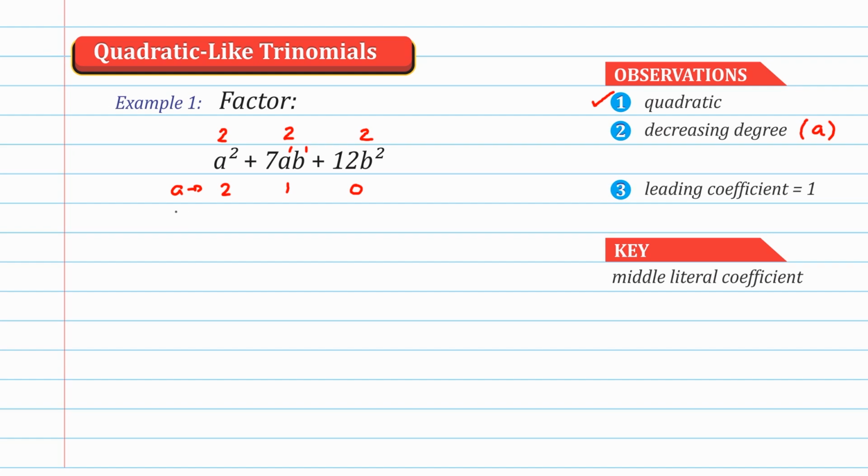Now, let's look at the second variable, since we have two variables. Here, there's no b. So, the degree is equal to 0. Next, here, b to the 1, therefore, degree is 1. Here, b squared, therefore, the degree is 2. So, looking at our second observation here, while a has a decreasing order of degree, our second variable b actually has an increasing degree.